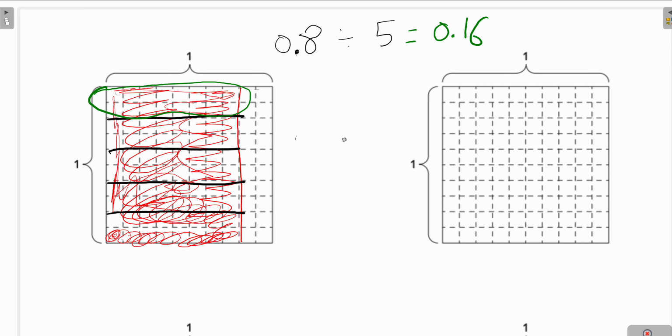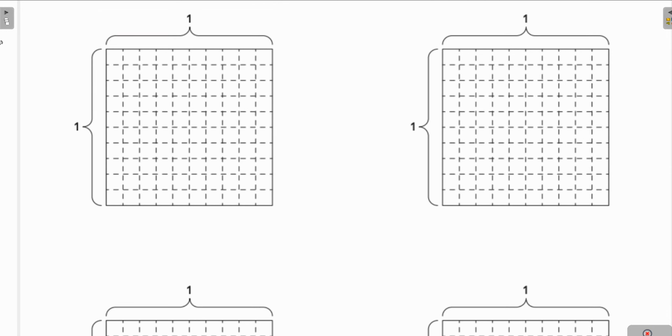Now let's do another example. What if you have something like 2 divided by 1/10? So in this case, we got 2 divided by 1/10. So that means that we're going to shade 2 wholes, right? So 2 wholes are going to be shaded.